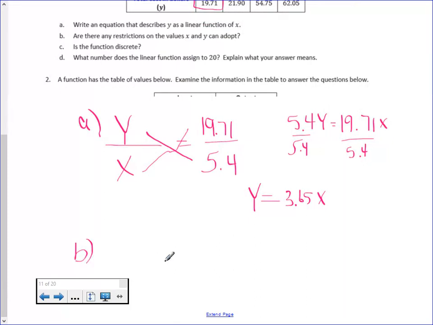Are there any restrictions on what kind of numbers you can plug in for X or for Y? We're talking about gallons of gas and money. What kind of numbers can you not use? No negatives. That's typically going to be the restriction that you'll have when you're looking at these types of problems.